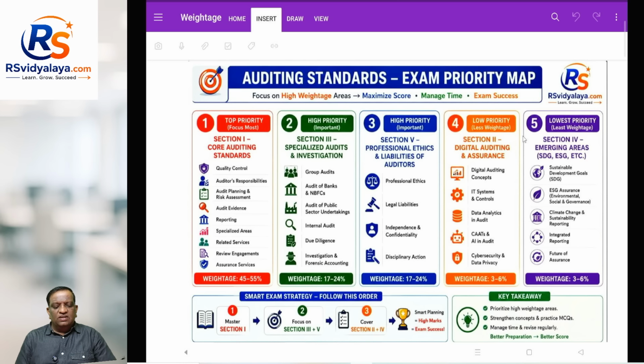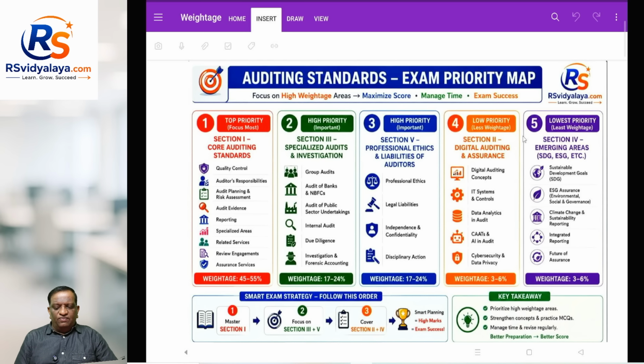So to summarize, section 1, nothing but your auditing standards, itself will get you 50 marks, and then the specialized audits, and then professional ethics 1, 2 and 3. This itself you will get 50 plus 20 plus 20 on a lower side. So 90% of the marks are getting covered in these 1, 2, 3.